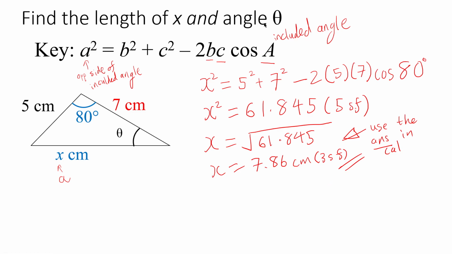Now, let's try to find angle theta. Let us just label 7.86 for x. Let me change the color to blue. To find theta, we can simply use sine rule because we have a pair of opposite angle and side.